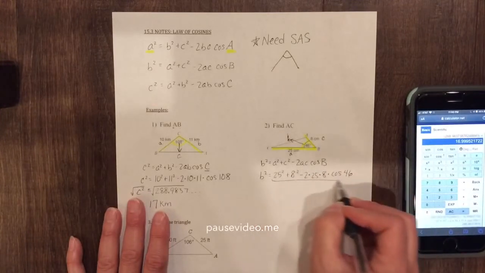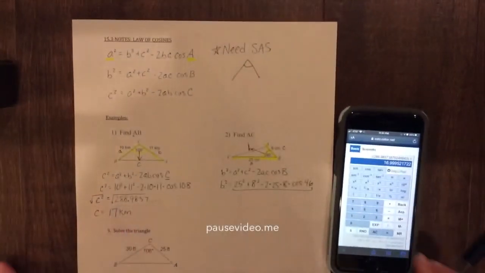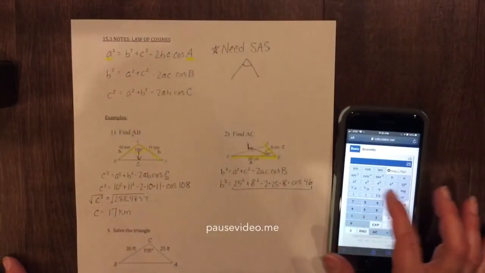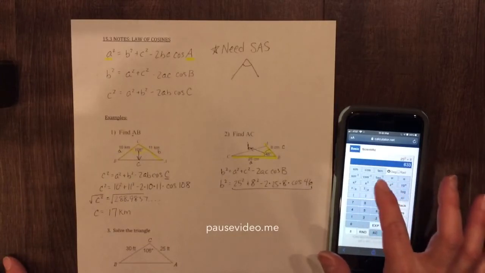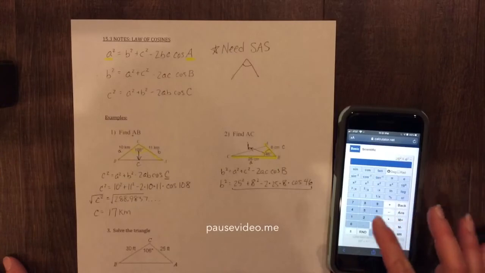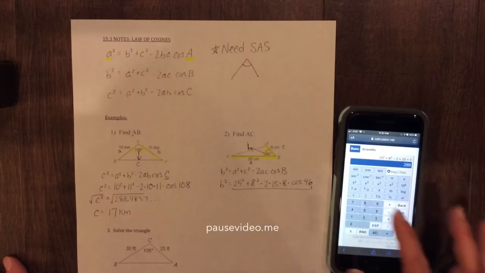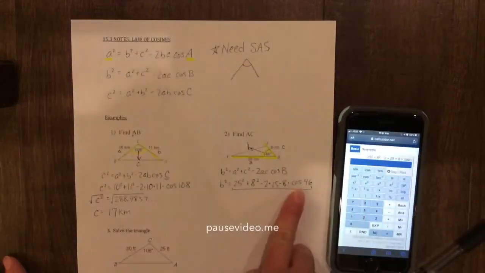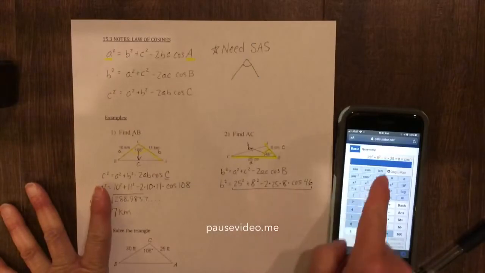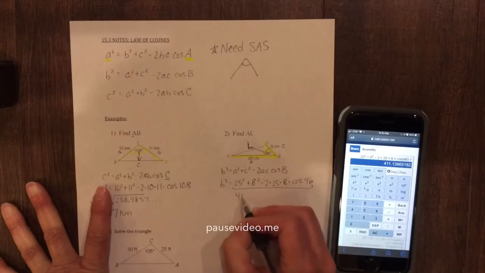And what do we do with all this? We plug it into our calculator. So here we go. We're going to do 25 squared plus 8 squared minus 2 times 25 times 8 times cosine. Now remember, this is normal cosine, not inverse. Make sure you hit the right button. That's just normal cosine. 46. Hit enter.